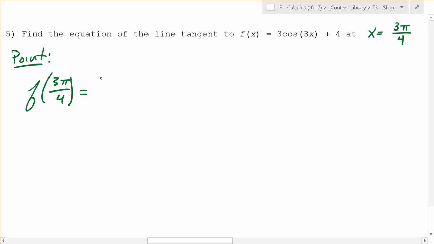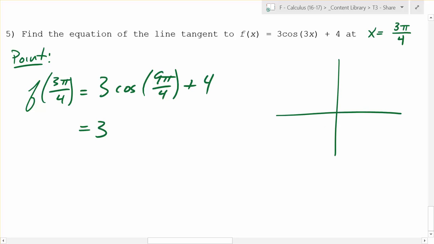So you get 3 cosine of 9 pi over 4 plus 4, right? Plus 4. So you have to remember what cosine of 9 pi over 4 is. Then you go on the unit circle. You go through that many, and then how far do you go? Halfway through the bottom. What coordinate is that? Root 2 over 2, comma?